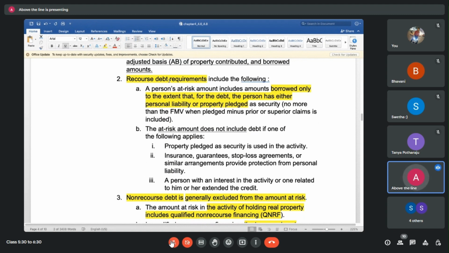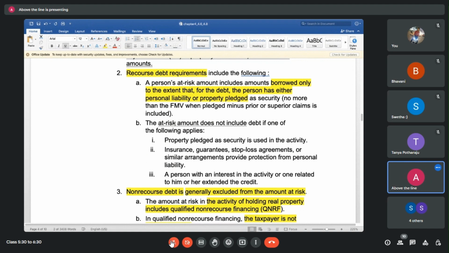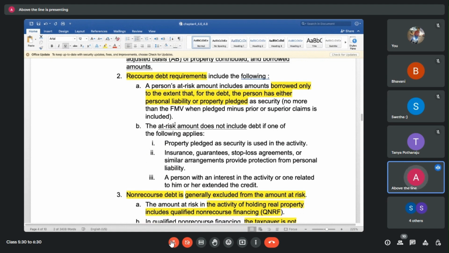Because the loss limitation may come up by any of these combinations. Let's say the loss is like $100,000. The basis of a shareholder is only $50,000. They will not be able to take loss beyond that basis. So there is a clear limitation that, okay, $50,000 loss will be allowed, the rest of $50,000 will not be allowed. It will just keep sitting there. Maybe next year, if your basis increases, you take further loss.